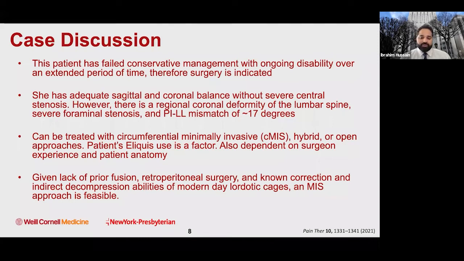You can treat these with circumferential minimally invasive techniques, hybrid MIS open, or pure open techniques. Because she was on Eliquis for AFib, I was really more inclined to try a minimally invasive option. And then you have to consider any prior surgeries, any prior fusion masses, if you're going to consider an anterior lateral approach, if they've had any other abdominal or retroperitoneal surgery. And then also just trusting your interbody cages to address indirect decompression when necessary.